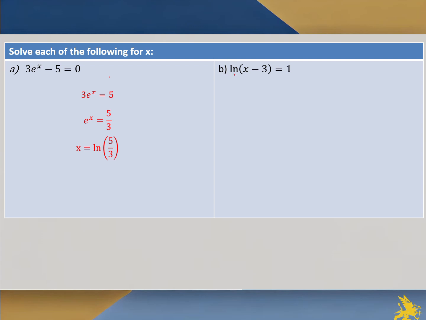Likewise with ln x minus 3, we know ln is base e. So to change it to an exponent, I will be e to the power of 1 equals x minus 3. Now, anything to the power of 1 means it stays the same. So then I just plus 3.